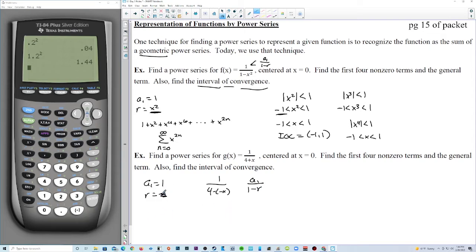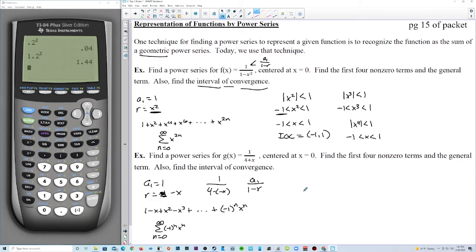So the r is, did I say -1? No, -x. So the r is -x. First four non-zero terms: 1 minus x plus x squared minus x to the third plus keep on going. So the general term is -1 to the n, if we start at 0, and then x to the n. The sigma notation would be n equals 0 to infinity of -1 to the n, x to the n.